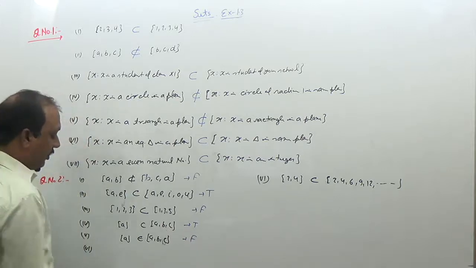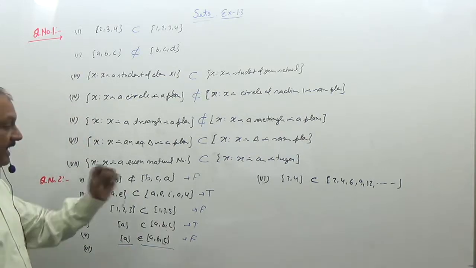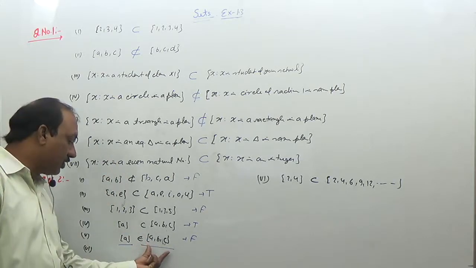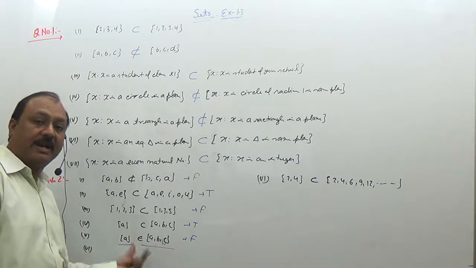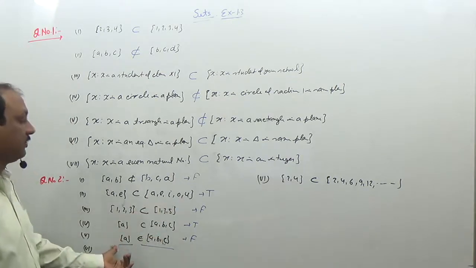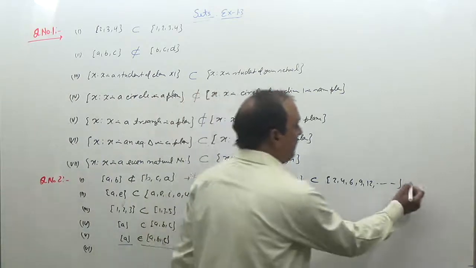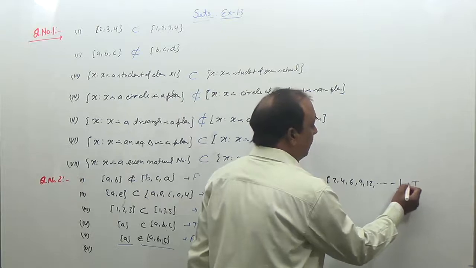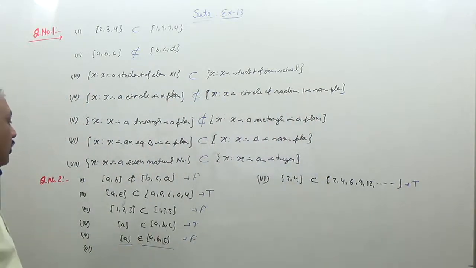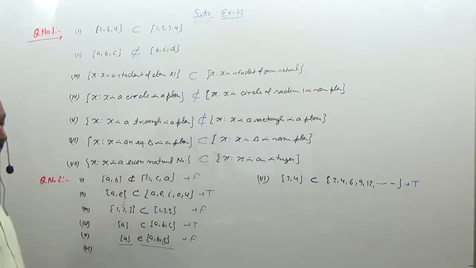Next one is a false statement. Why? Because a set does not belong to a set. A set belongs to a power set. A set does not belong to a set. Element set को belong करता है, set को belong नहीं करता है, तो this is the false statement. And now this one, 2 and 4 is a subset of this, yes, so this is the true statement. So we have examined the true or false for the given statements according to the definition of subsets.